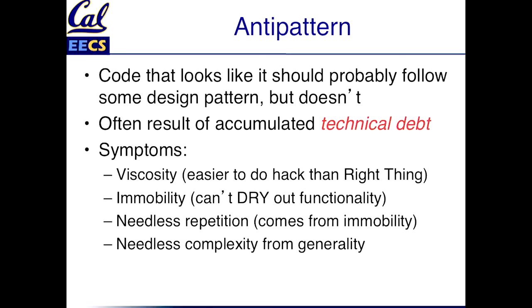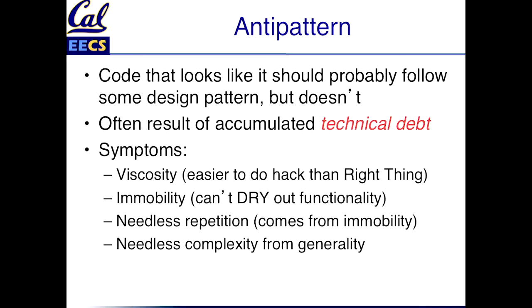Immobility is similar. There's a piece of functionality that you know is replicated at various places. You'd like to DRY it out, but because it's so tightly woven into all the places it's used, it's actually pretty difficult to factor it out and use it. That's called immobility. Related to that is needless repetition. Because you can't factor it out and make it reusable, you end up copying and pasting in many places, which is the wrong thing to do.